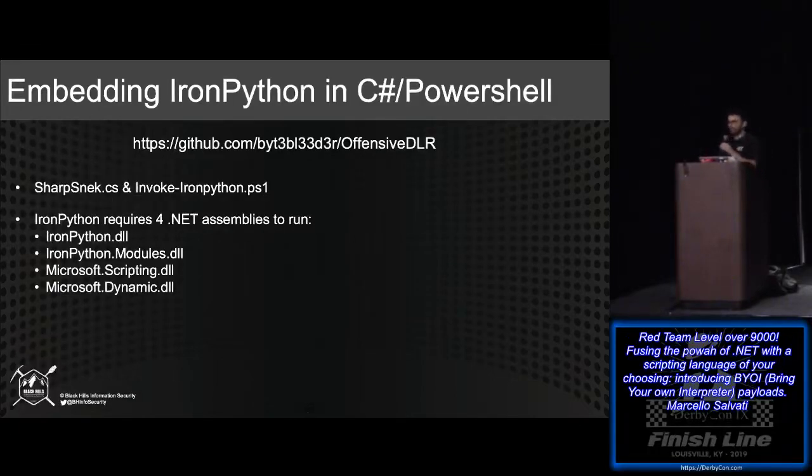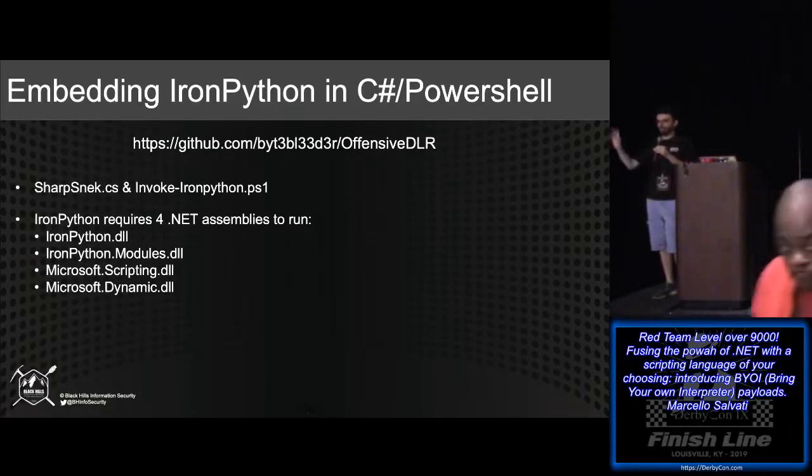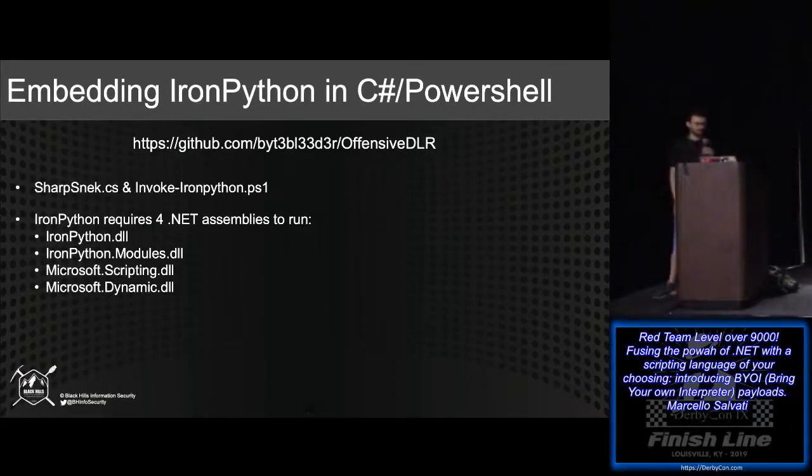So all of these code samples that I'm about to show you are hosted on that Git repo. So if you want to follow along or look at it later, definitely go ahead. The one that I'm going to be showing you is invoke IronPython.ps1. This is embedding the IronPython compiler within PowerShell and executing Python through that, okay?